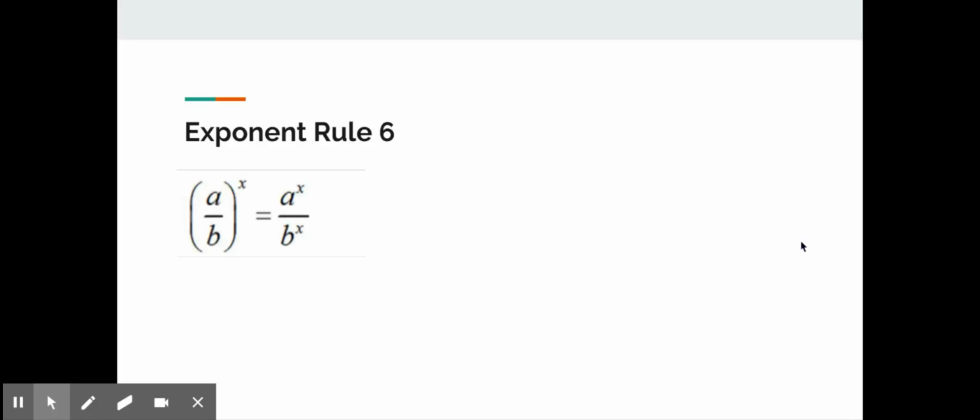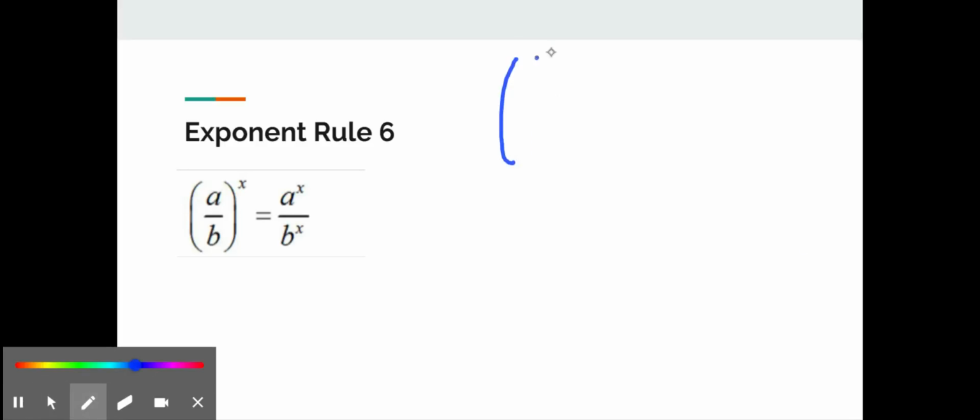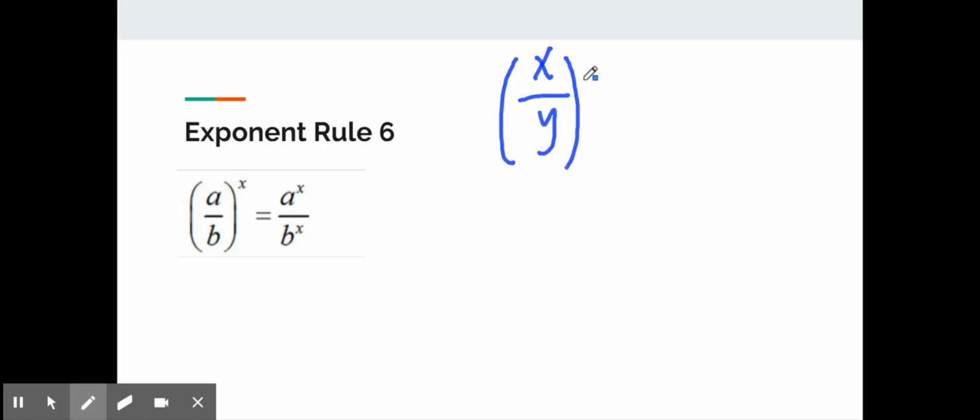Okay, exponent rule 6, the same thing is going to happen even if you are dividing. So if you have x divided by y, all raised to the 3rd power, just like what happened in the previous rule, exponent rule 5, it's going to go to both parts. There's nothing left out here.